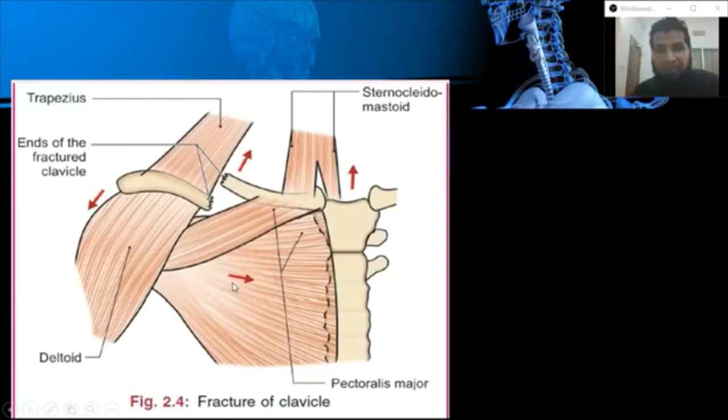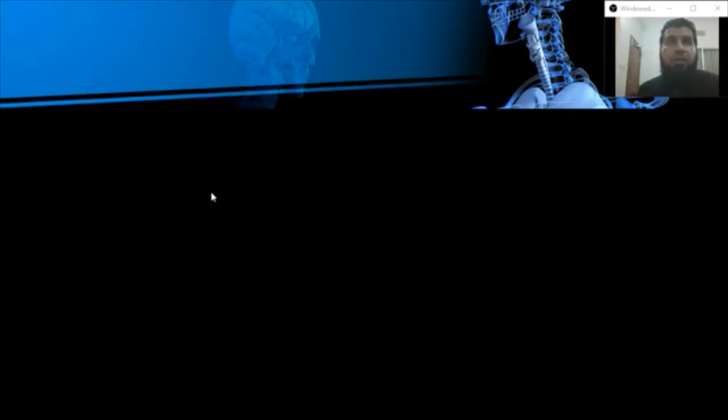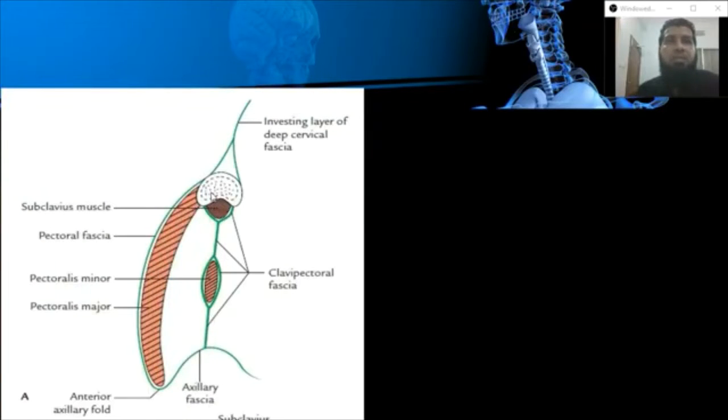The fracture of the clavicle most commonly occurs at the junction between medial 2/3 and lateral 1/3. It is asked in the Viva question. So this is a figure showing the clavipectoral fascia. This is another important topic for your Viva.